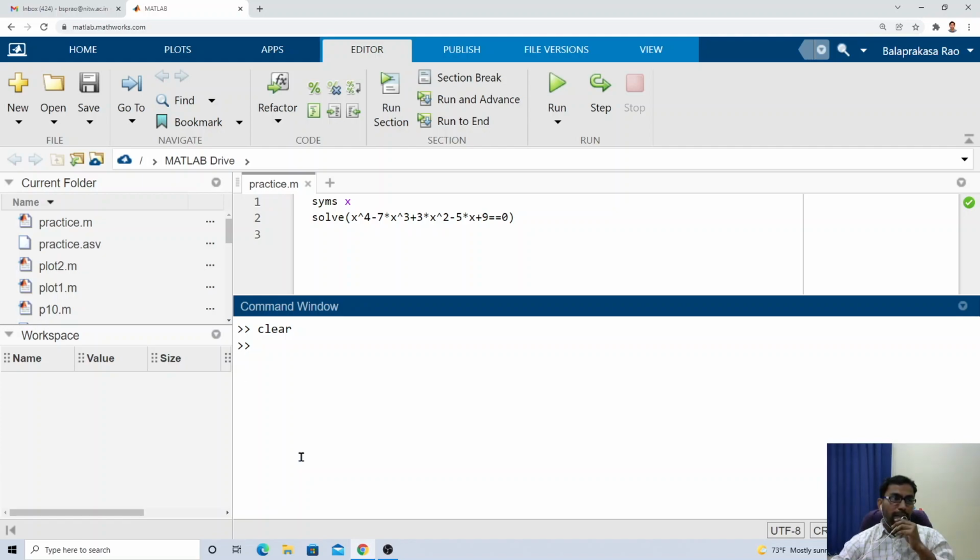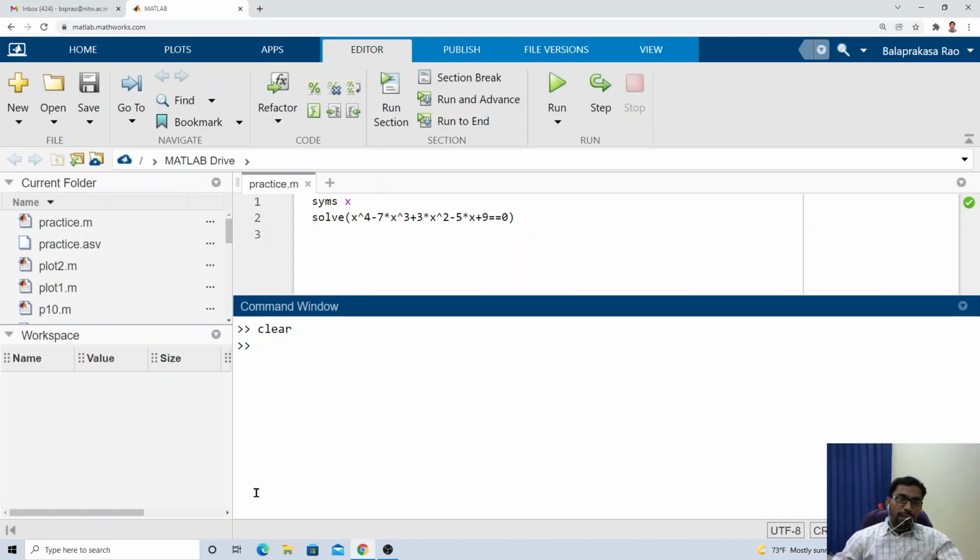Matlab supports inbuilt functions for solving these algebraic equations. First way is to represent the algebraic equation in terms of a vector, then pass the vector to a function named roots. Second way is to define a symbolic variable, then write the equation symbolically and pass the equation to this function solve. So this way you can solve these algebraic equations in Matlab, right?